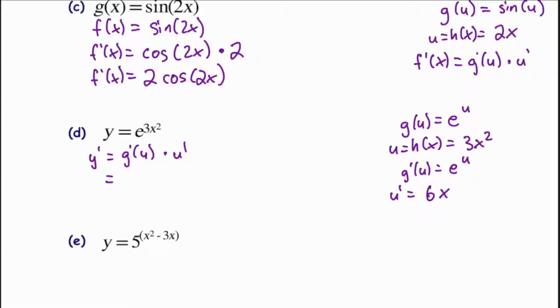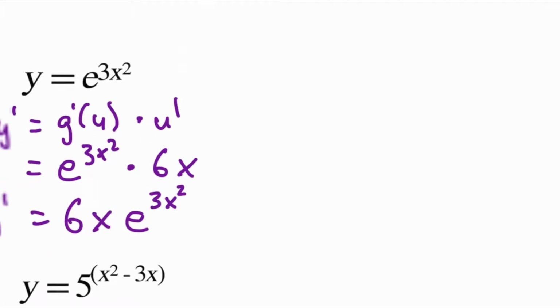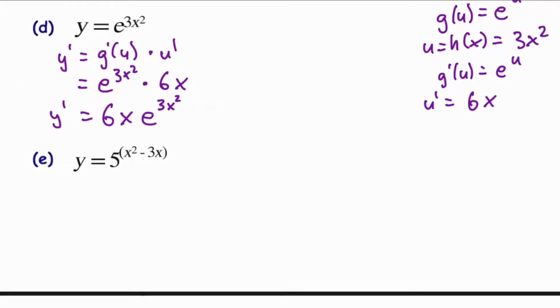So let's plug those values in. g prime of u, so e to the u, where u is just our original argument, which is 3x squared, times the derivative of u, which is 6x. So we're going to find out that y prime is equal to 6x times Euler's number to the power of 3x squared. And be careful with this, especially if you're trying to type this. It can get confusing because we don't want to write 3 times 2. Don't get confused or think it's 3 times x times 2 or whatever. It's 3 times x to the power of 2. So just be careful. Make sure you're writing that clearly as you go.